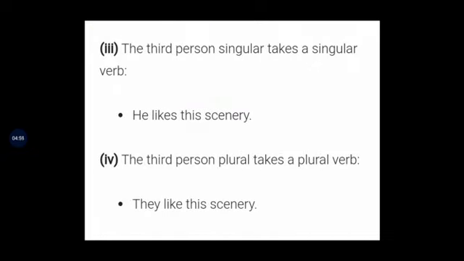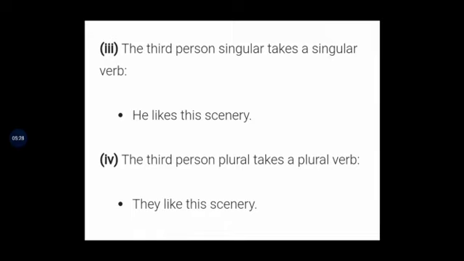The third person singular takes a singular verb. The third person means he and she. The third person singular takes the singular form of the verb. He likes this scenery. So here he is the third person and it is singular. If the third person is singular, at that time we need to take the verb s or es, the singular form of the verb.